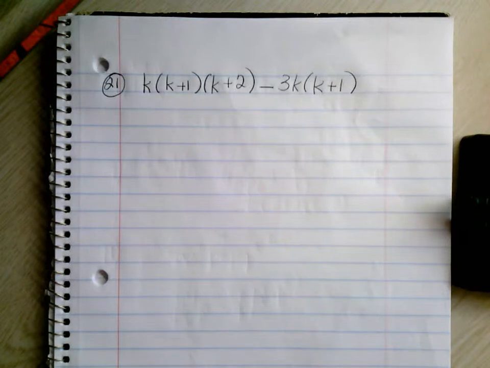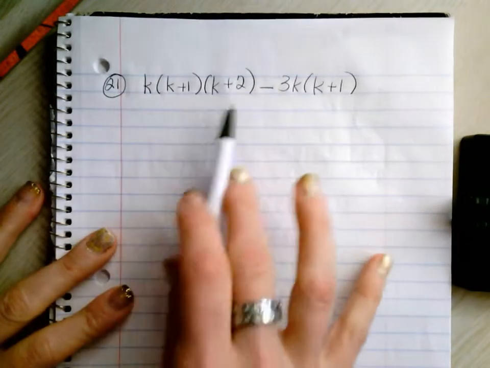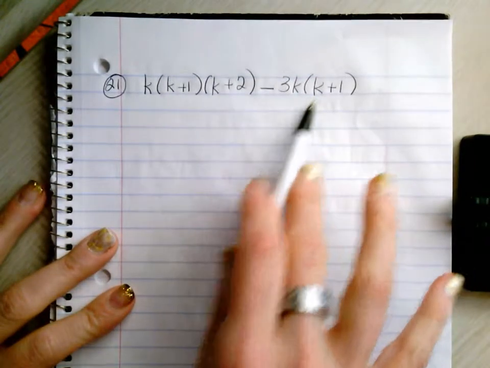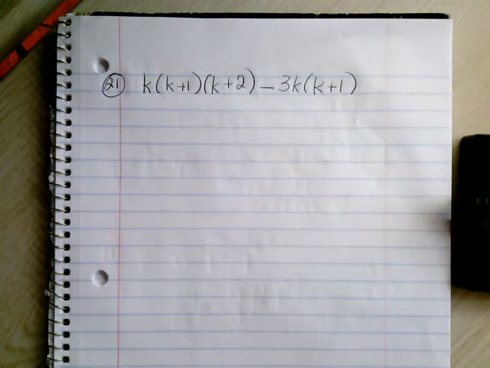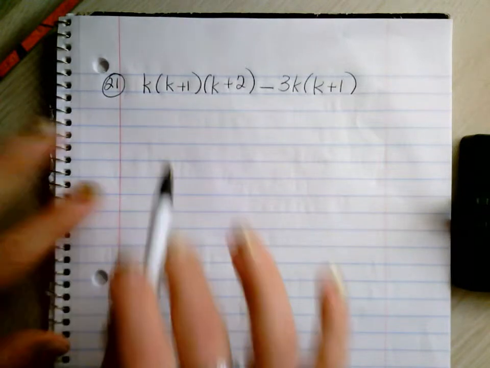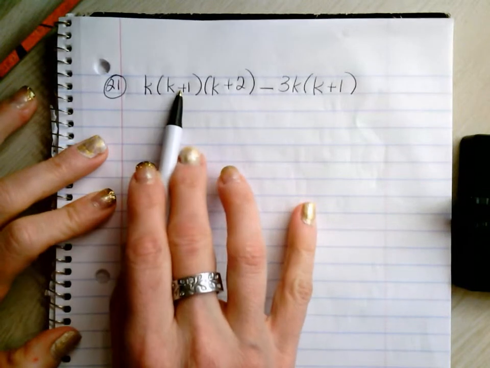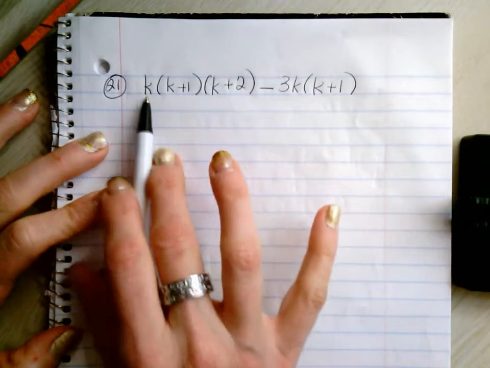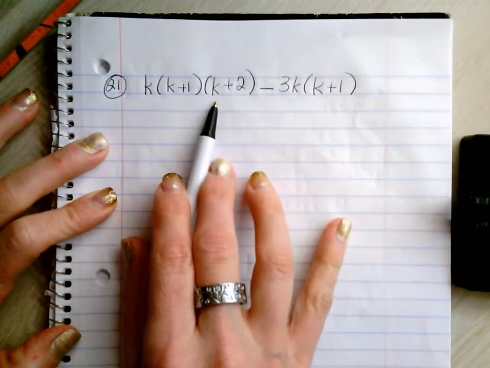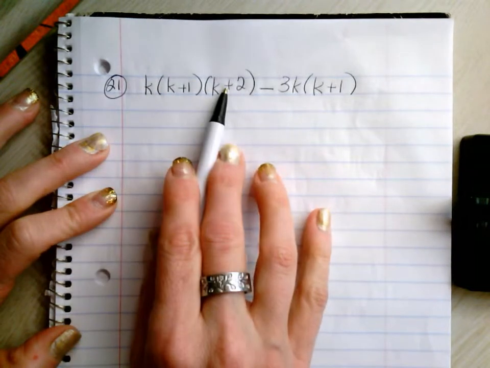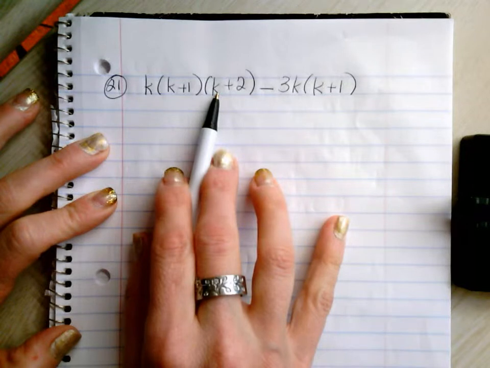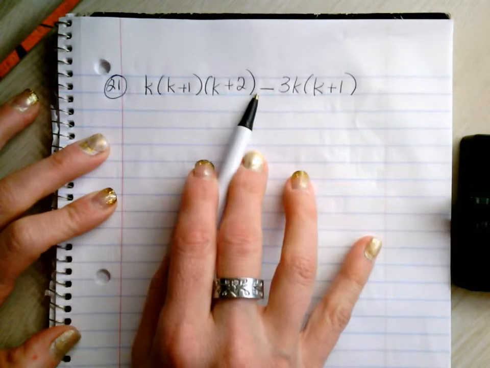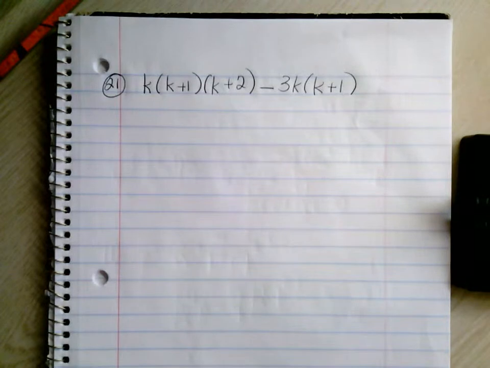Well, what I would do is multiply this out, combine like terms, and factor from there. Because you could say to yourself, well, k is by k plus 1, and 3k is by k plus 1. So maybe it's k minus 3k, k plus 1, k plus 2. But that's not true. Because k is by k plus 2, but 3k isn't. Okay, they don't have the exact same factors, so you can't join them together.